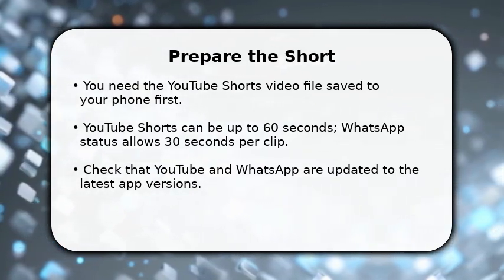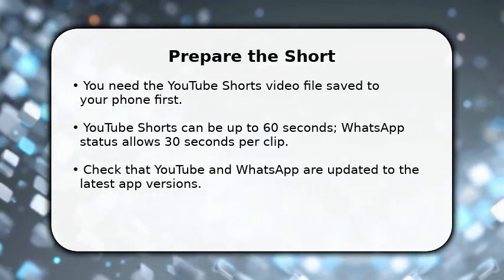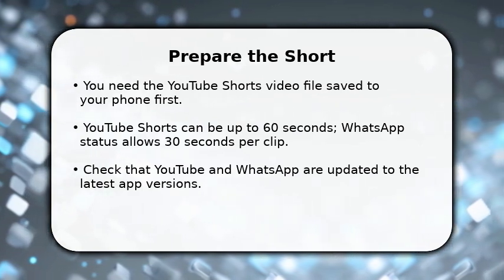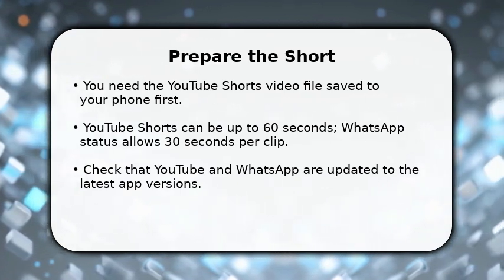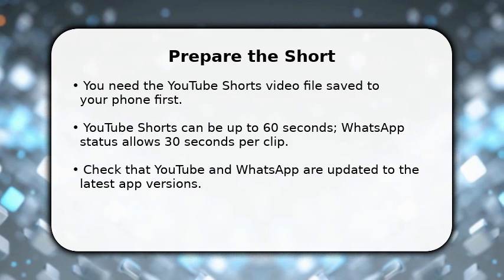Remember that YouTube Shorts can be up to 60 seconds. WhatsApp status allows 30 seconds per clip. Confirm both apps are updated. Check that YouTube and WhatsApp are updated to the latest app versions.